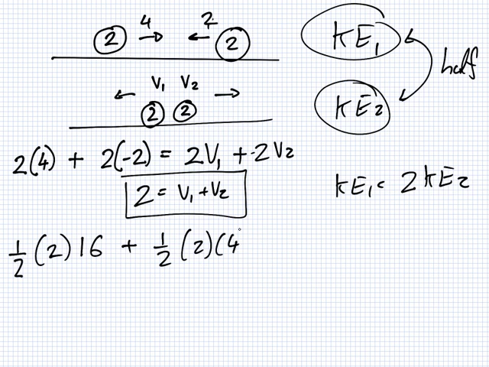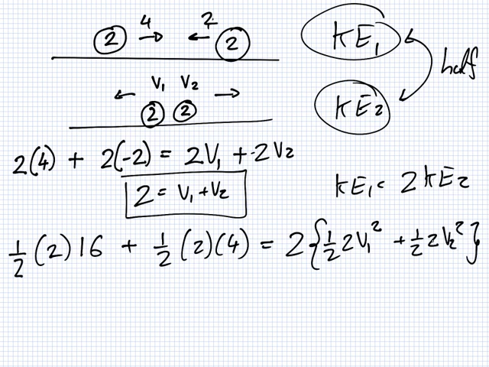Equals 2, etc., etc., yes. A half 2 V1 squared plus a half 2 V2 squared. Now that's nice because they cancel, they cancel, they cancel, they cancel. 16 plus 4, 20 divided by 2, 10. So V1 squared plus V2 squared equals 10.